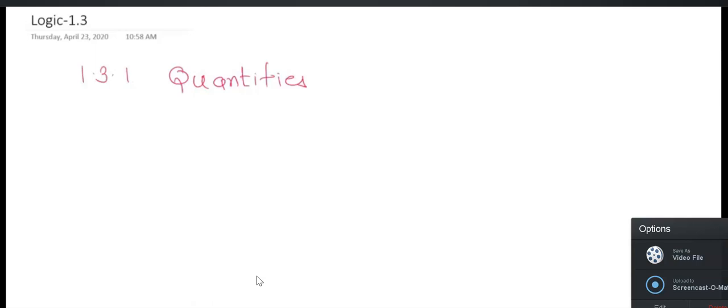When I complete this logic chapter, I will start integration, that is, indefinite integration. Then you can distinguish between differentiation and integration. After the completion of that, I will start definite integration, and then application of differentiation and application of integration. Now let us start the mathematical logic exercise 1.3. It's very simple and easy. I hope that you will understand whatever I am explaining here. Now let us start.